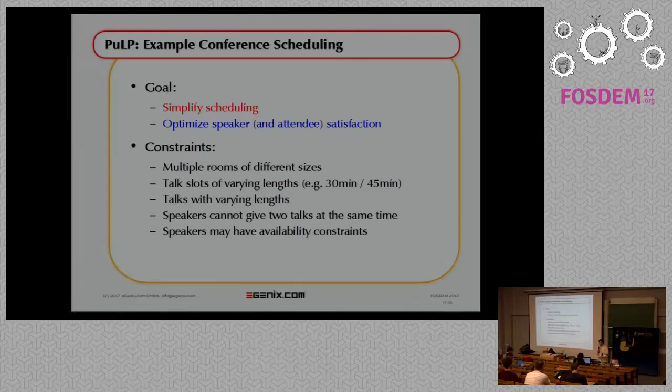Of course we have lots and lots of constraints. These are just a few that I mentioned here. So we have multiple rooms of different sizes. I'm not going to go into that detail. What we do have is talk slots of varying lengths. So you have 30-minute slots, 45-minute slots, 60-minute slots. Then, of course, you have talks of varying lengths. Speakers also cannot give two talks at the same time, which is something that sometimes happens if you do it manually.